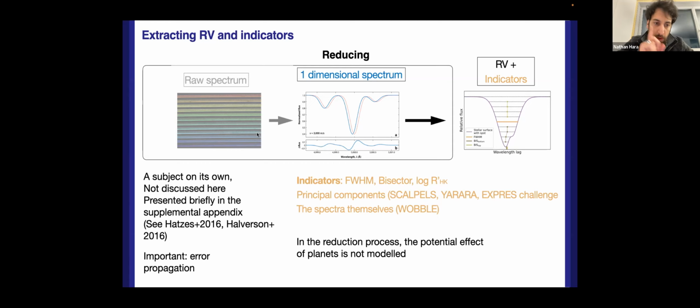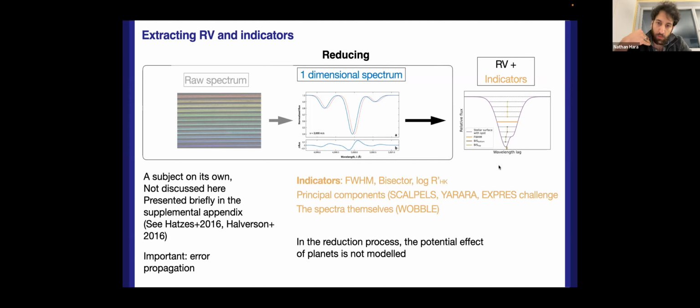And so first, from discussion with Christophe Lovis, it appeared that on this particular problem, error propagation is something which is very important and which is currently being implemented in some of the pipelines. So when I talk about indicators, I talk about the full width half maximum, the bisector span, but also principal components that come from the analysis of the time series of CCFs or spectra. Or you can also consider that your different time series of indicators are the spectra themselves, the one-dimensional spectra.